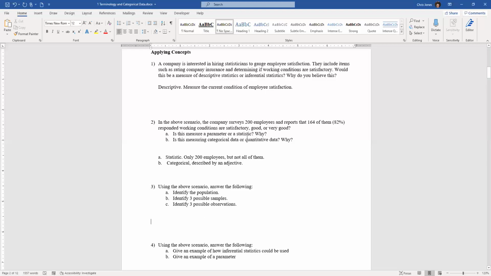Using the above scenario, identify the population, identify 3 possible samples, and then 3 possible observations. So I'll let you think about that for a moment, and then after you pause the video, write down a response, and come on back and we can compare. So a population, the population is all employees at the company.